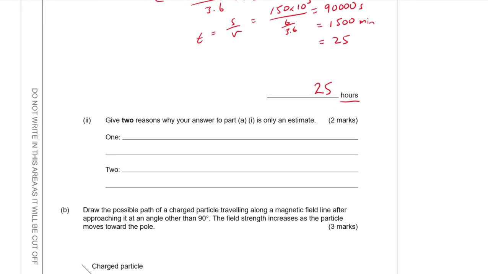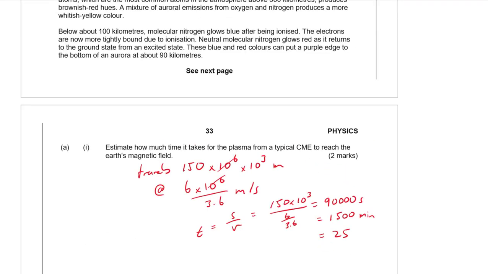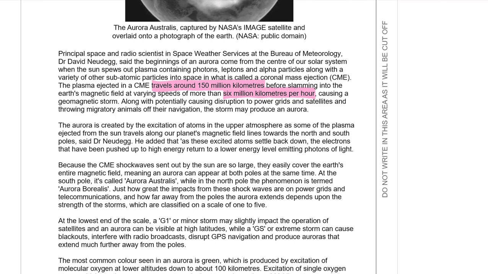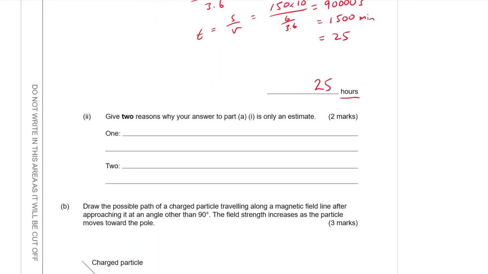For part 2, it's asking for 2 reasons why my answer is only an estimate. And there's 2 things that sort of give it away. So in terms of the estimate part, this word here: travels around 150 million kilometers. And here it says varying speeds. So what I'm going to do is bring that up here, essentially just quoting the article.